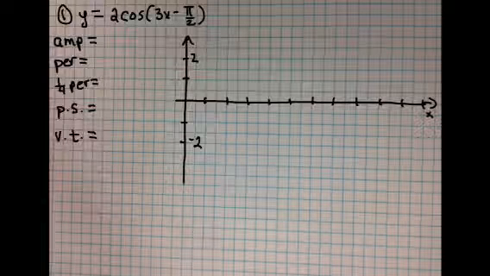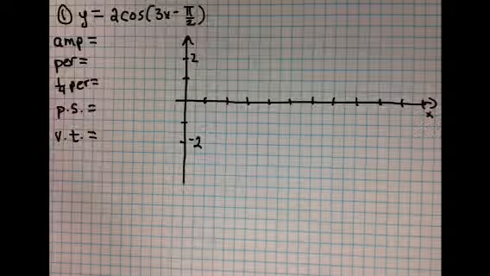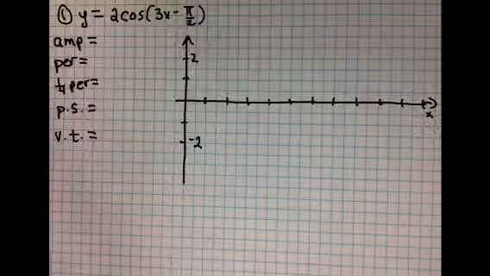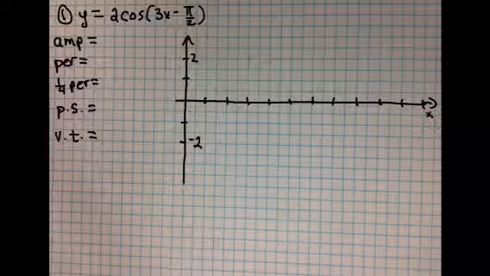Okay, so in this video I'm going to go over examples of graphing with phase shift. Some will have vertical translation, some will not.